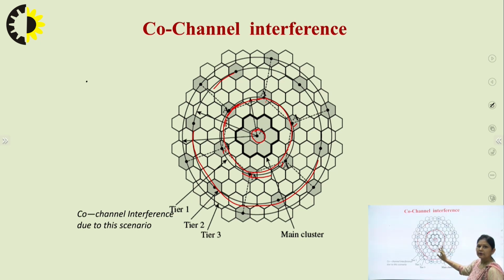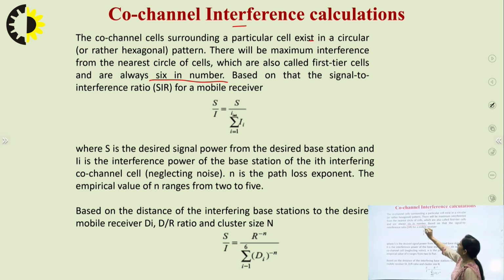It is directly visible from this diagram that the cells in tier 1 are causing maximum interference to this particular cell, and the number of these cells is 1, 2, 3, 4, 5, 6. So for this particular central cell, there are 6 cells causing interference, 6 in number.